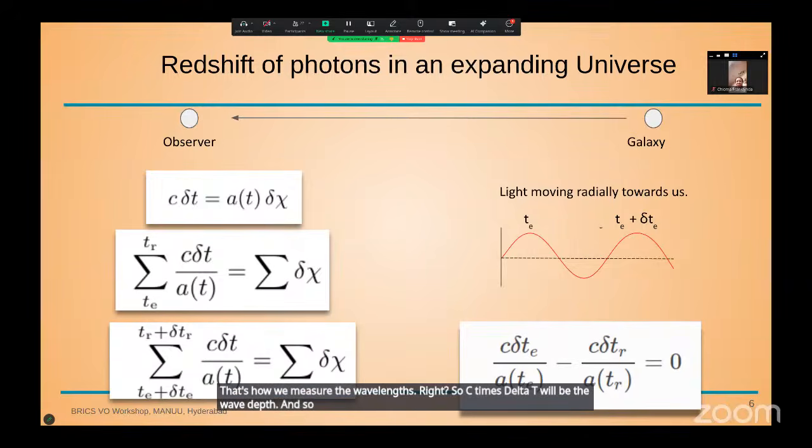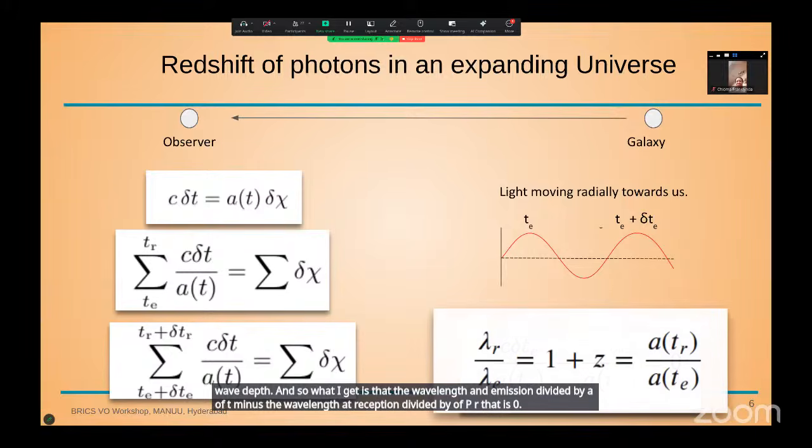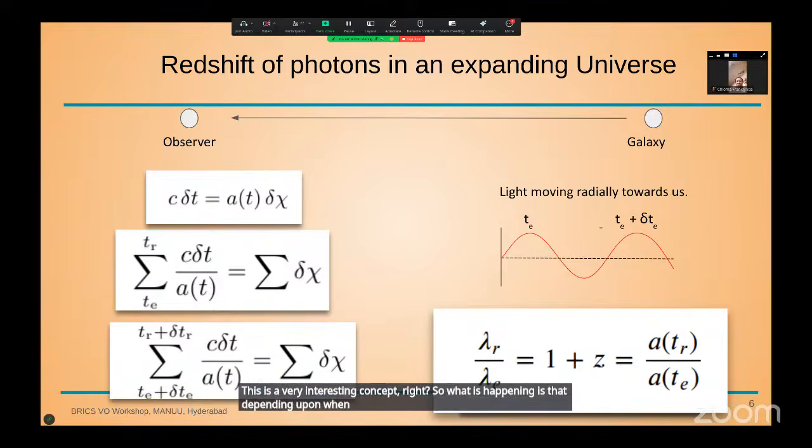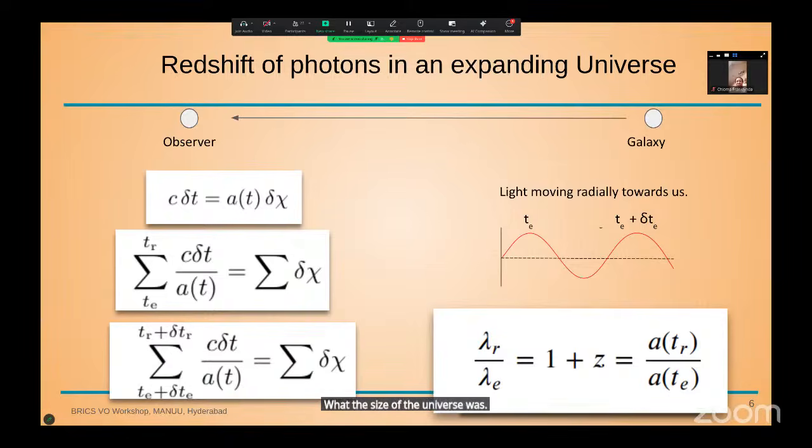And so what I get is that the wavelength at emission divided by a of t, minus the wavelength at reception divided by a of tr, is 0. So I'm just moving these terms to either side of the equal sign, and what you get is lambda r by lambda e is a of tr by a of t. It's very simple. This is a very interesting concept, right? Depending upon when the light left that galaxy, what the size of the universe was, that defines how the wavelengths that I'm going to see will look.